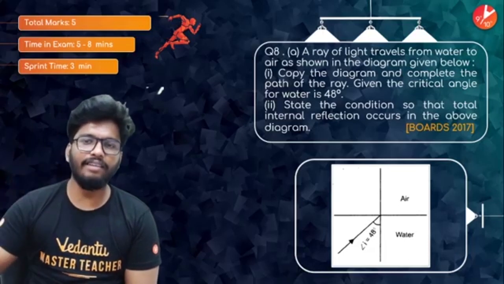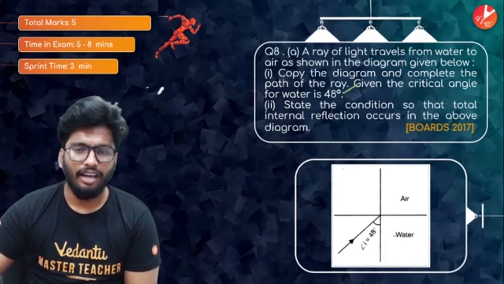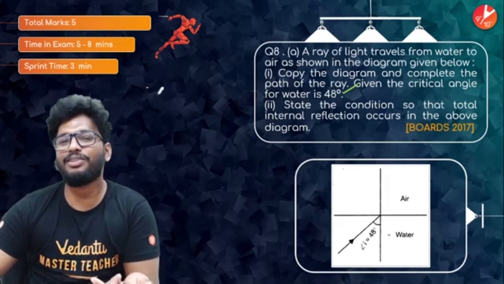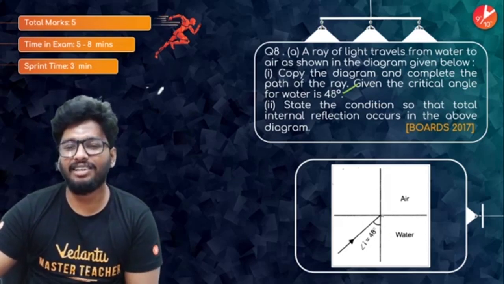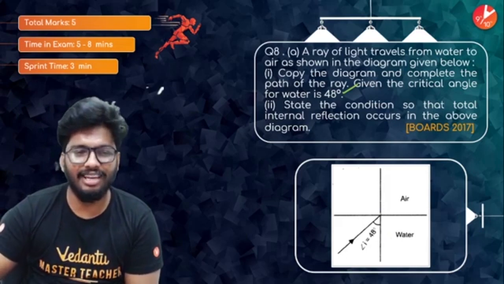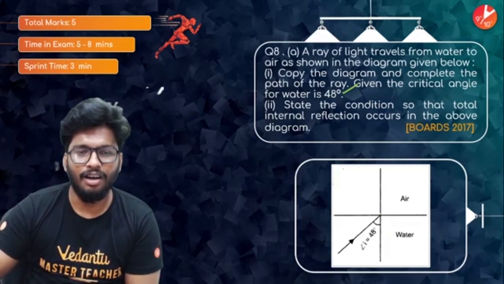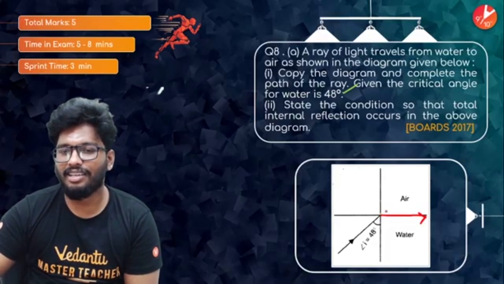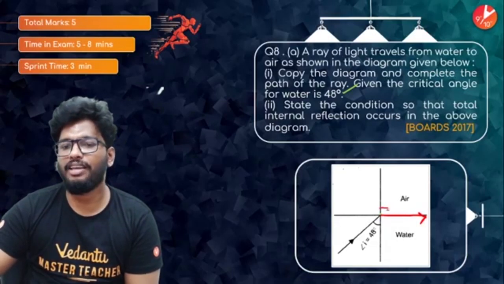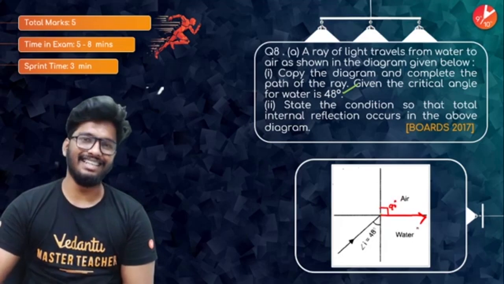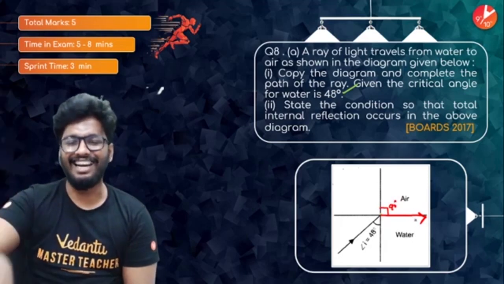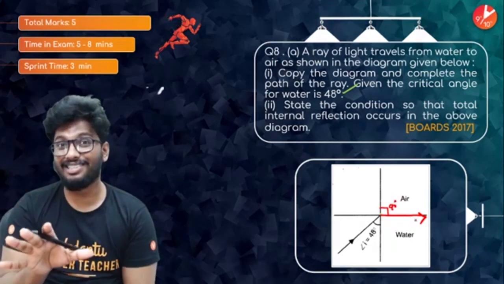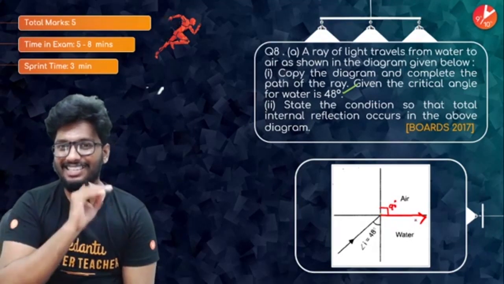Now, they've already given that the critical angle is 48 degrees. If you look carefully, the angle of incidence is also 48 degrees. So what will happen to the refracted ray? The refracted ray would actually pass along the surface of separation itself. So the angle of refraction would actually be 90 degrees. This is the ray diagram. It's a 5-mark question, guys. It's an easy peasy question.